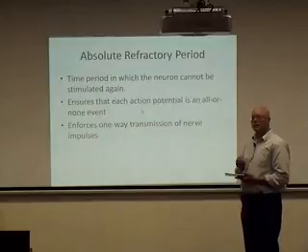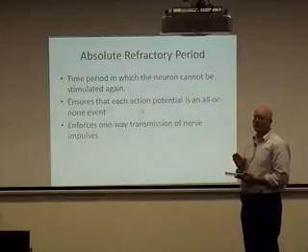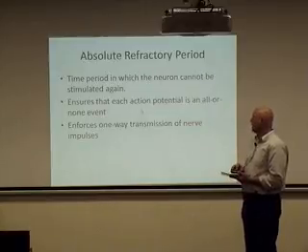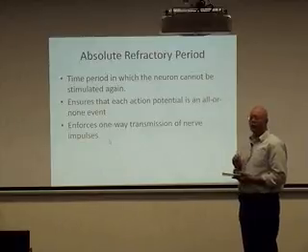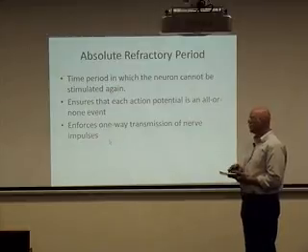It means that I cannot put one action potential on top of another action potential. The action potentials remain separate. They all remain the same size, and it also makes sure that they all go all the way down the axon. The other really key thing about the absolute refractory period is it enforces one-way transmission of nerve impulses. It ensures that a nerve impulse can only travel in one direction down the axon.